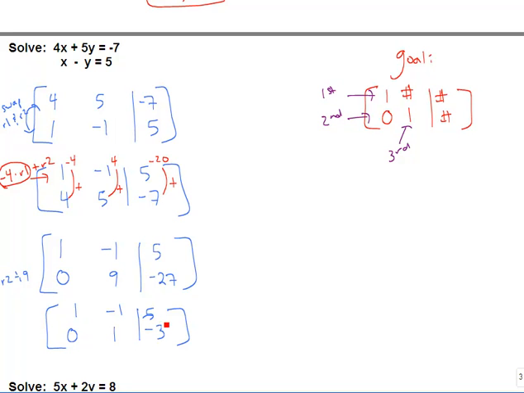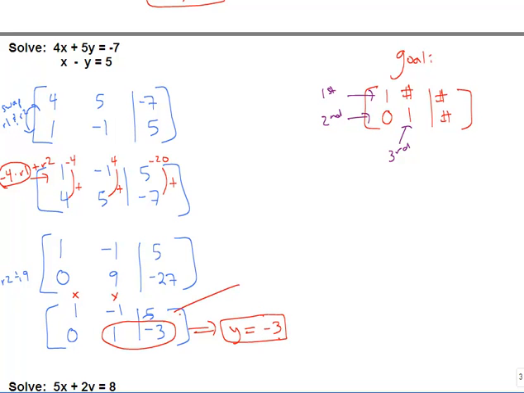And you get your answer starting with the bottom row. Remember, this is x and this is y, so this bottom row tells me that y must be negative 3. So now we know y. All we have to do now is find x and we'll be done.